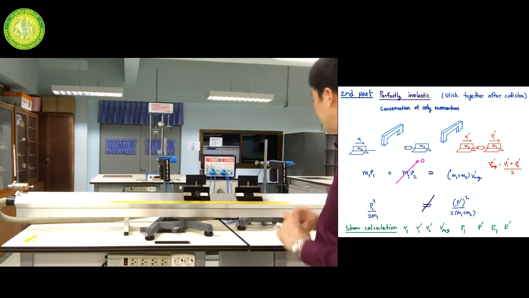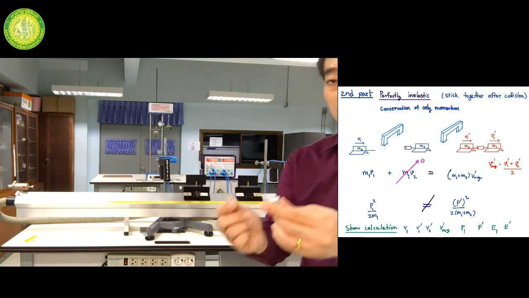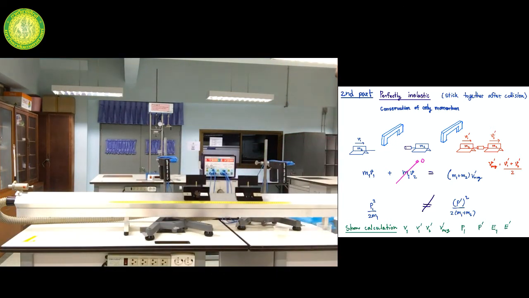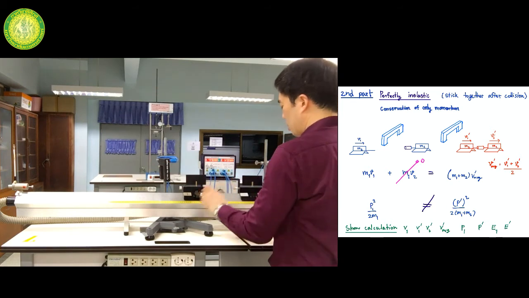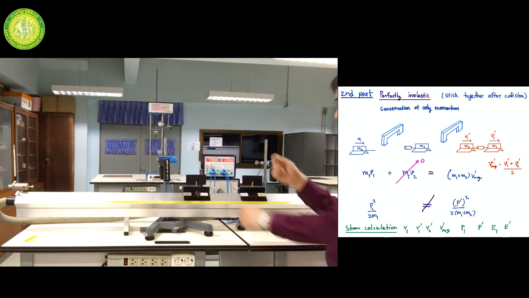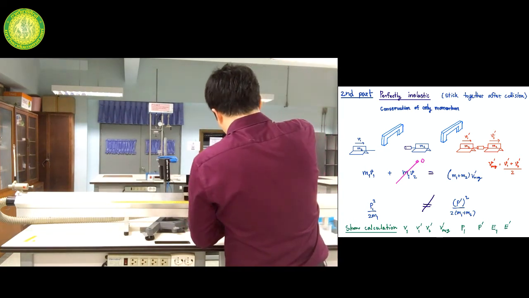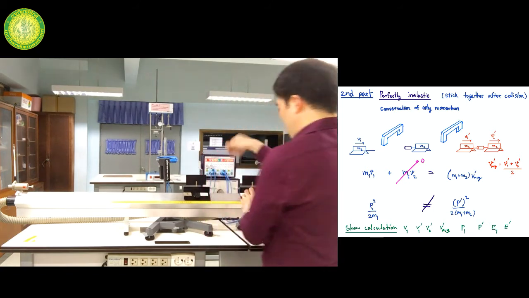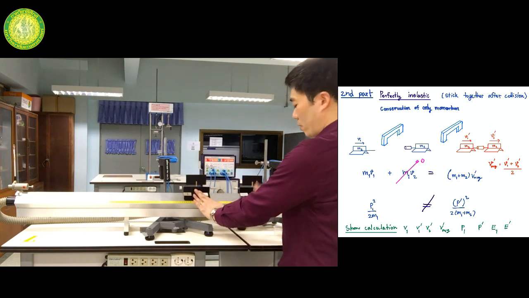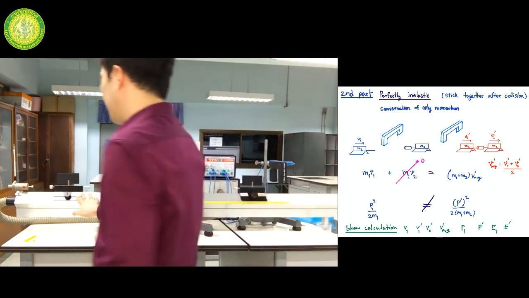For inelastic collision, you do exactly the same, but you change the connection to this one, so that they will stick together after collision. You may put the needle here, and you put the rubber here. They will stick together after collision. I do it for only one case, but you have to do all 3 cases. 200 grams here, 100 grams here, 100 grams here, and 200 grams here. You will do all 3 cases.